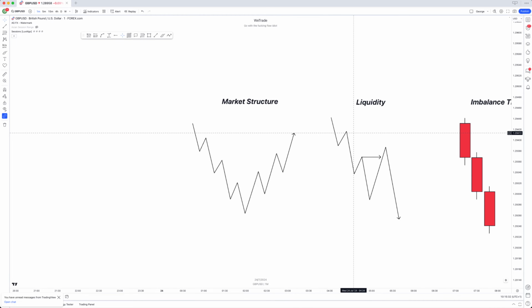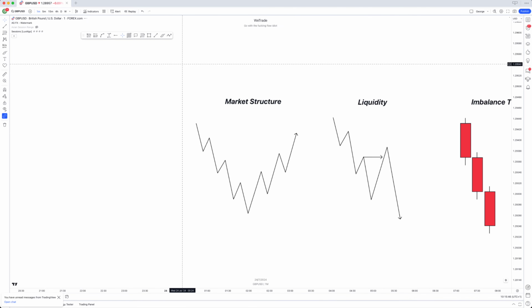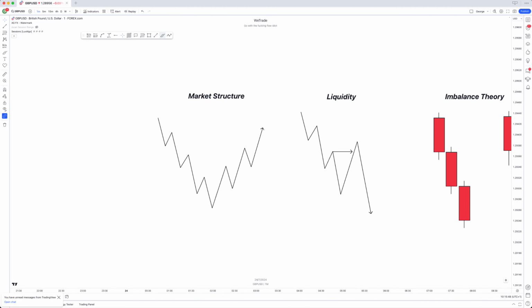Okay, market structure. Well, market structure, again, it's very, very simple. If the market is bullish and we're creating higher highs and higher lows, then obviously we're expecting price to continue to the upside. If price is creating lower lows and lower highs, well, obviously the market's moving to the downside, and we then have the expectation that price is moving to the downside and it's going to continue doing so, right? Lower lows, lower highs, what direction are we moving? Down. Okay, very basic stuff.